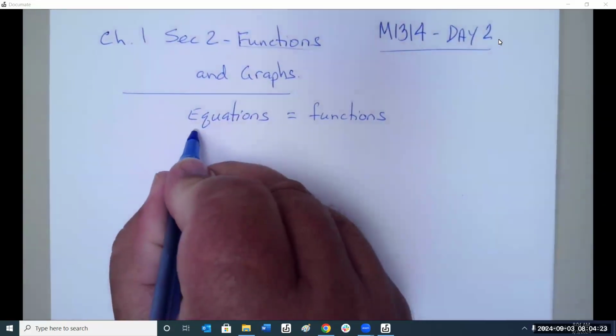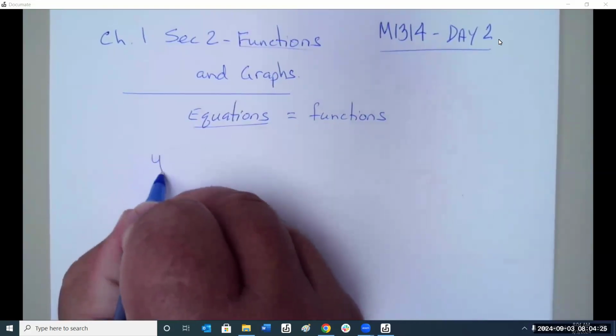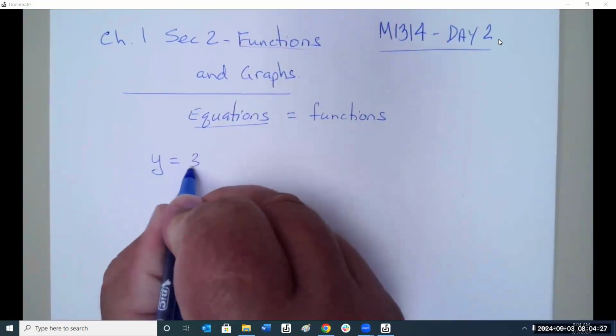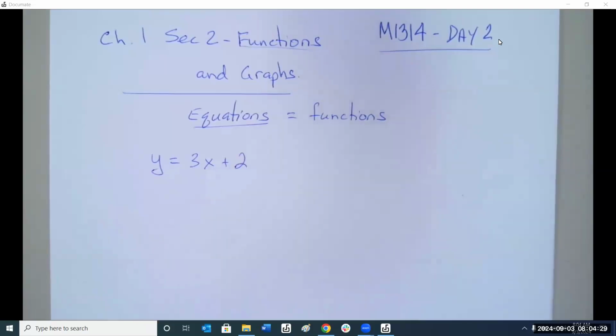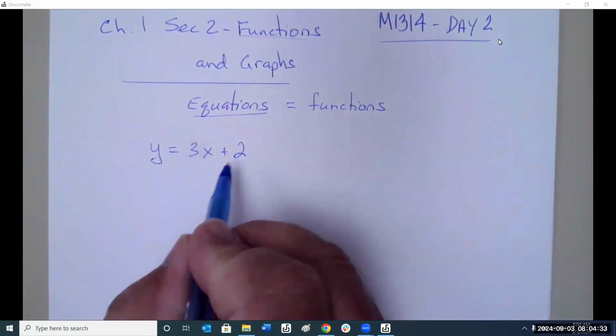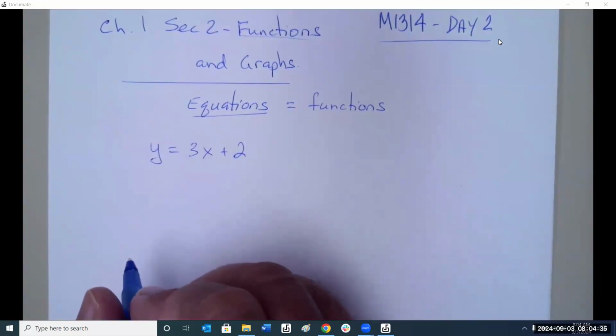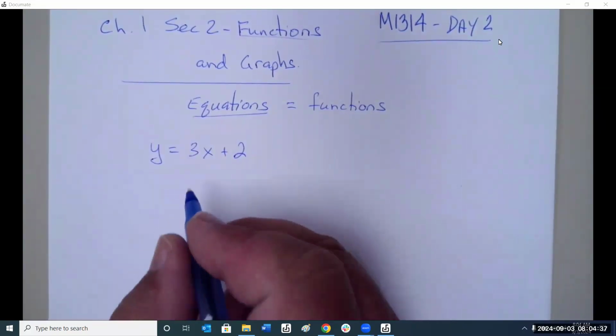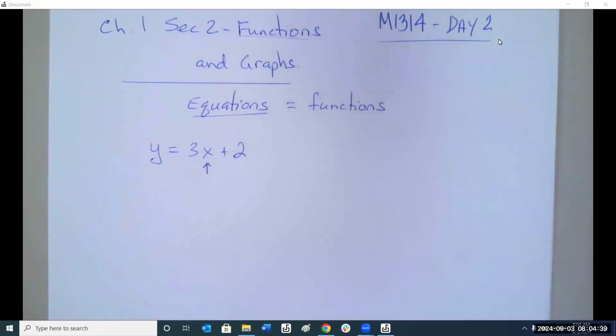In other words, equations are something like this. Y equals 3x plus 2. It's a two-dimensional equation, where x is what kind of variable?